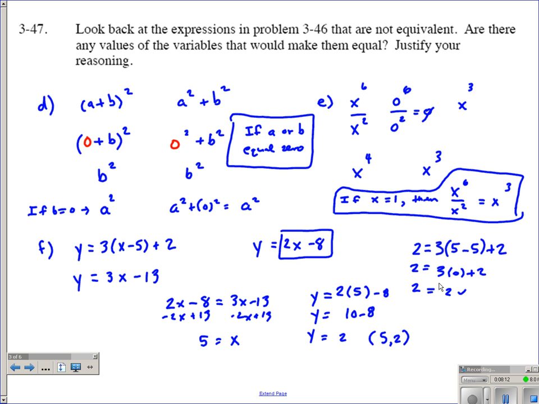So that works. So we can then justify the fact that these two equations will be equivalent when x equals 5 and y equals 2.